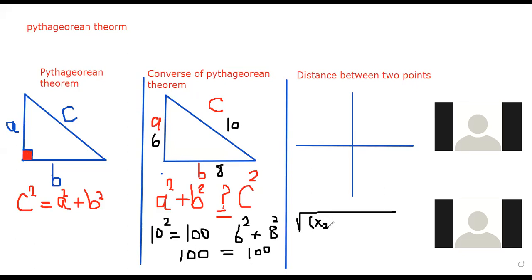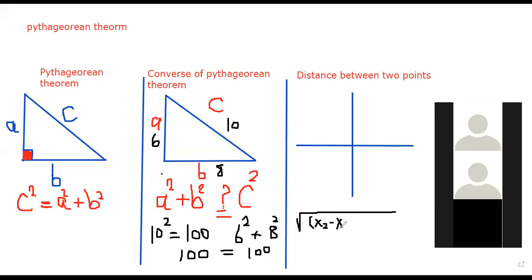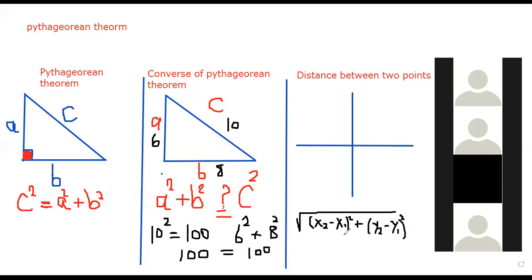of (x2 minus x1) all to the power of 2, plus (y2 minus y1) all to the power of 2. Right? So this is the distance between 2 points.